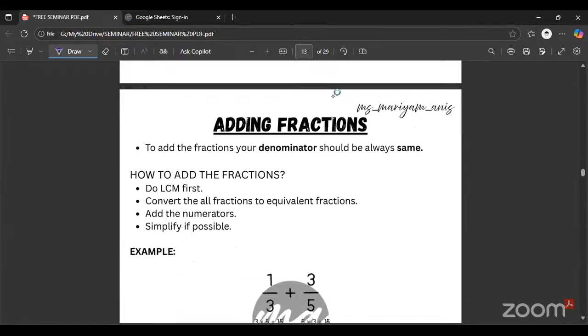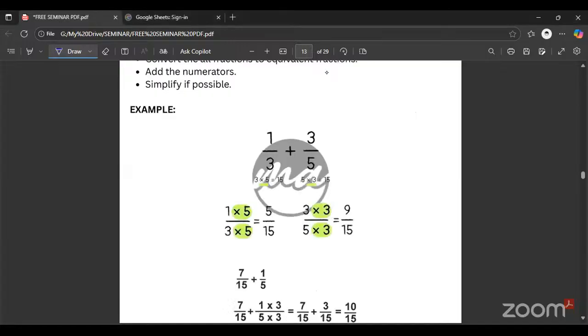Okay. So our next topic is adding fractions. To add the fractions, your denominator should always be the same. How to add the fractions? Do LCM first. Convert all the fractions to equivalent fractions. Add the numerators, simplify if possible.